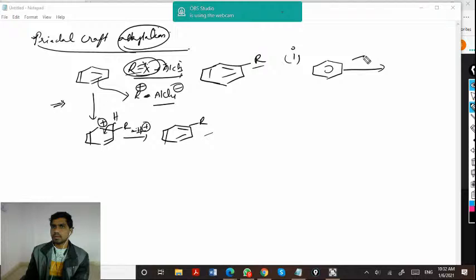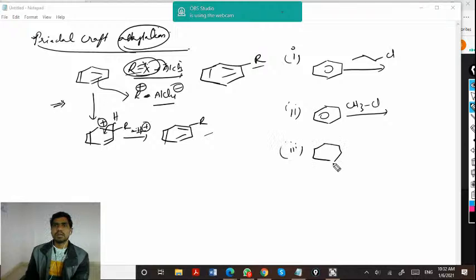So if I use propyl chloride, what could be the product? And here I have taken a general alkyl halide. So if I take methyl chloride, what could be the product? And if I take 3 times of methyl chloride, so these are all in presence of the Lewis acid.